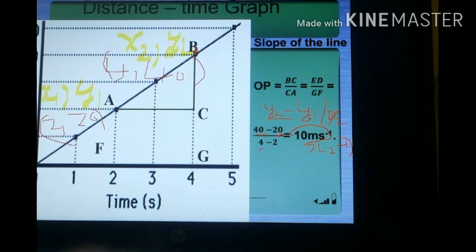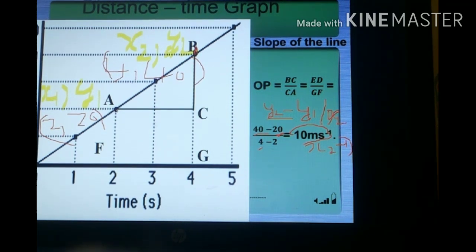It is not that I get this velocity only if I choose these 2 points. If you choose any point, even this point and this point, or this point and that point, you will be getting the same answer, because the velocity is uniform. This object is moving with constant velocity.